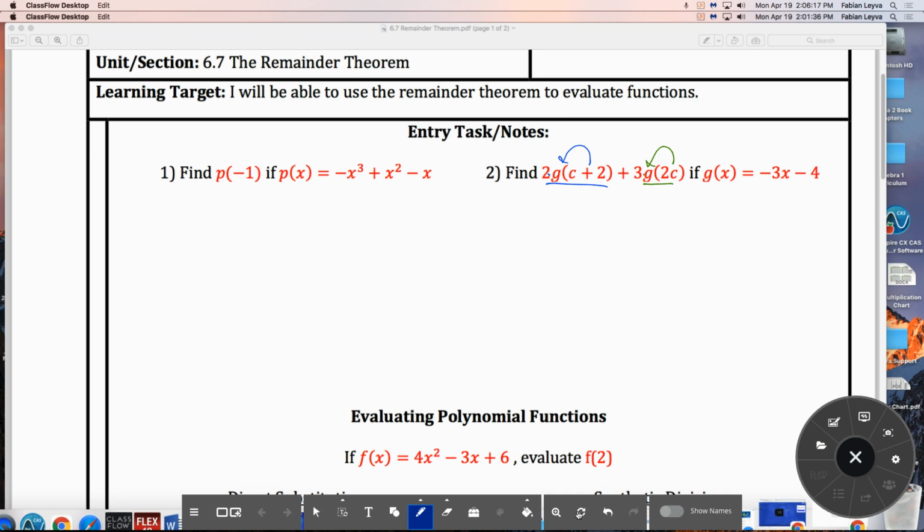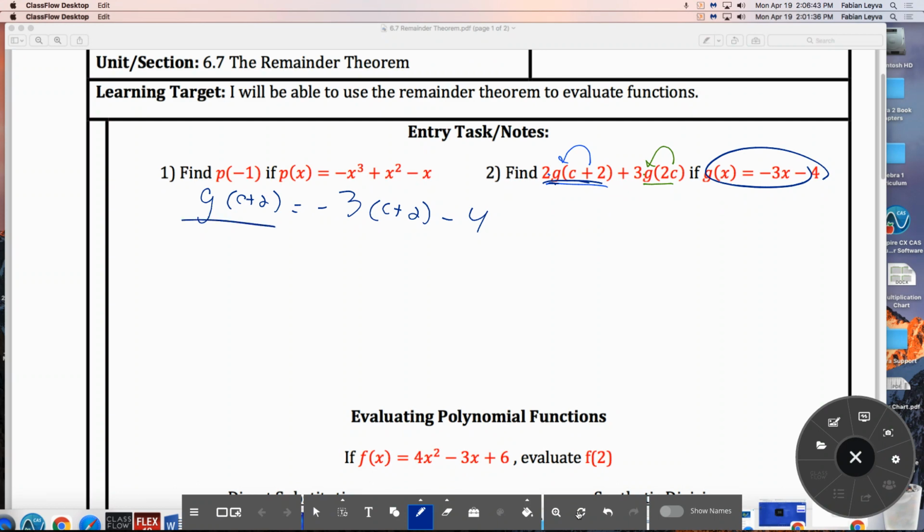Let's start with finding what g of c plus 2 is. Now, remember, your input is c plus 2. Nothing has changed. You still have a g function. So I'm going to rewrite this g function, but everywhere there's an x, I'm going to rewrite open parentheses. That way I can input whatever input they want me to input, which is c plus 2. And then again, it's just a repeated thing, but this time with variables.